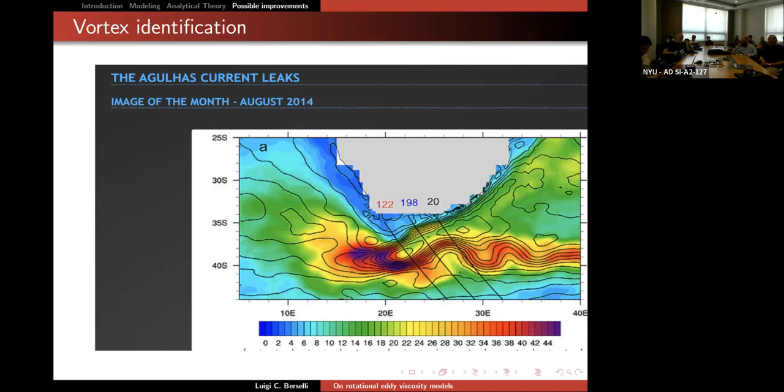So from the zero level, this is what is taken by satellites. From this picture, you would like to reconstruct the velocity, and you want to reconstruct whether there is rotation or not. The height of the water from the reference level.